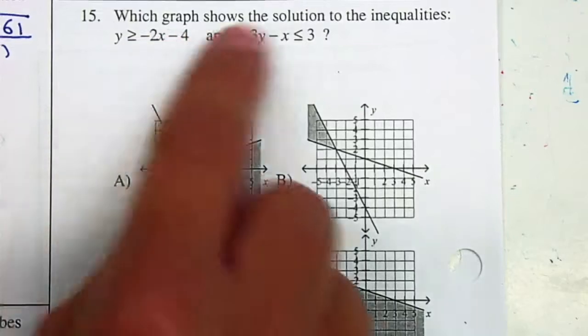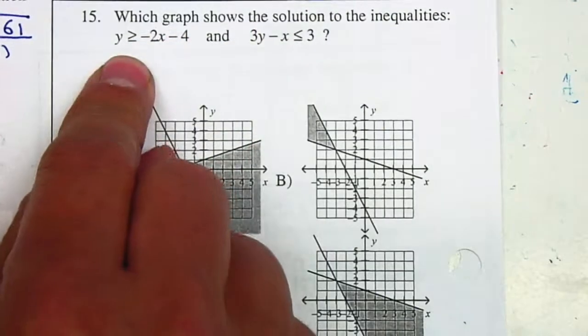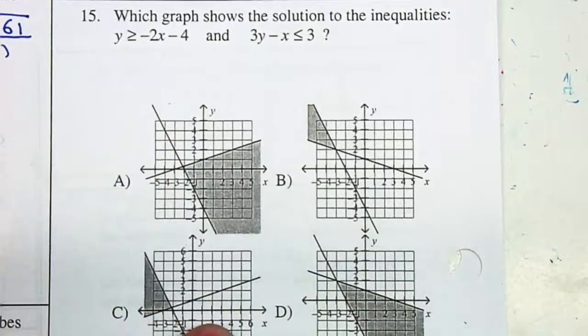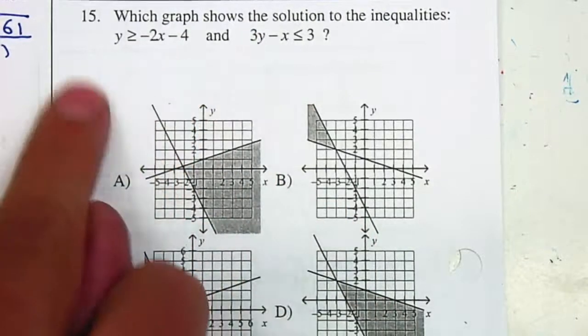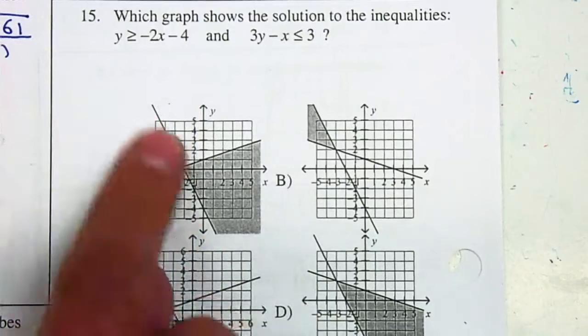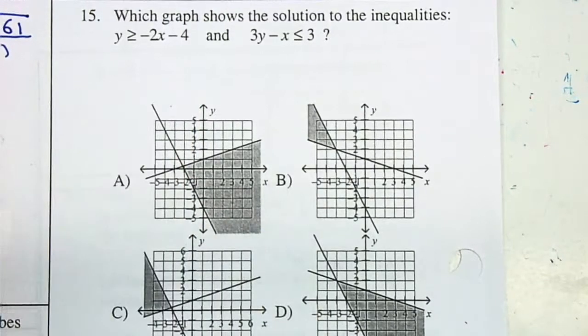Which graph shows the solution to the inequalities? So they give you two inequalities and I need to be able to graph them. One way is to build your own graph and see which one is the same. Another way is to compare the graphs as we go through the process.